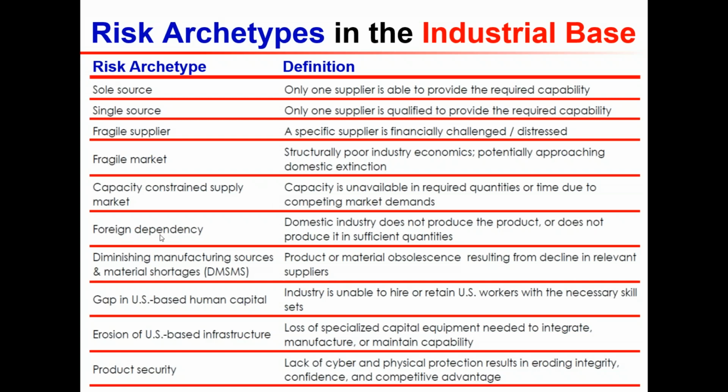Number 7 is the diminishing manufacturing sources and materials shortage, DMSMS. It's so long they got to give it an acronym, right? And this is the idea that there's a product or material obsolescence resulting from decline in relevant suppliers. What that really means is that you end up with a lot of defense platforms depending upon obsolete technologies.